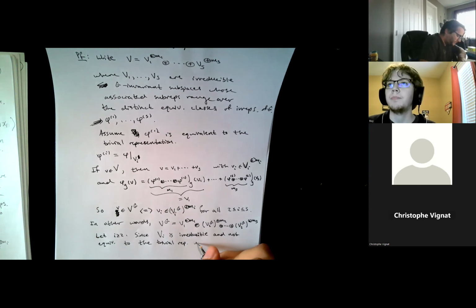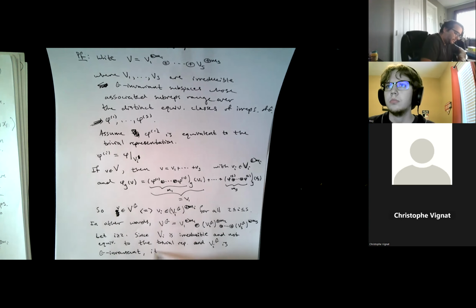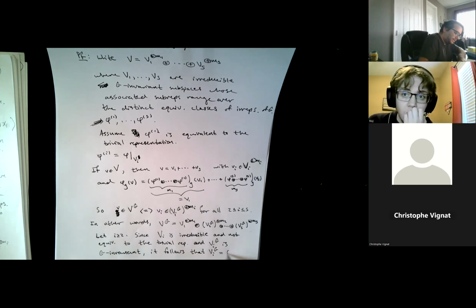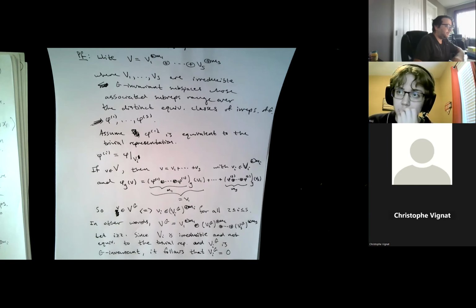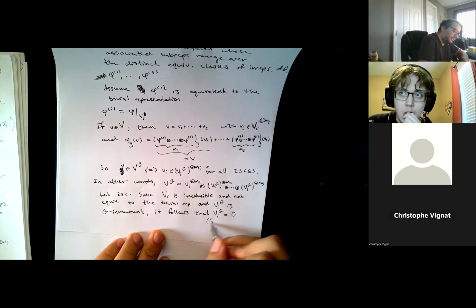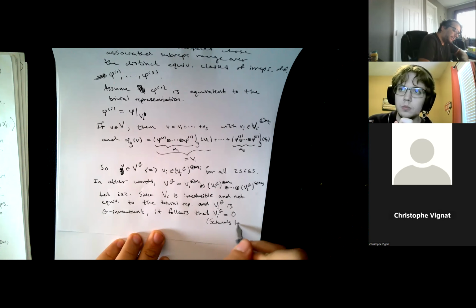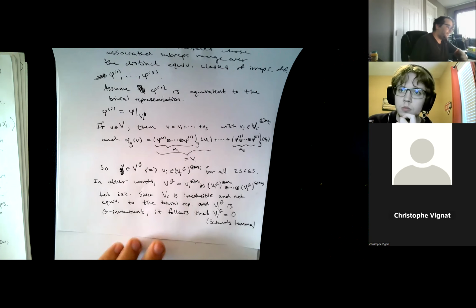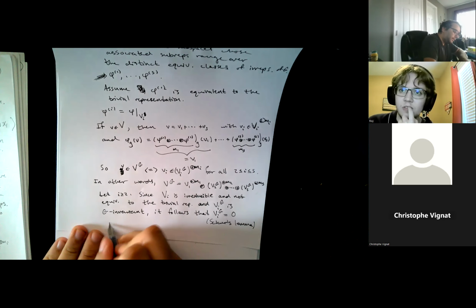And ViG is G invariant, just by definition. It follows that ViG is equal to 0. This is Schur's lemma. This is an application of Schur's lemma. We see it pop up again here.